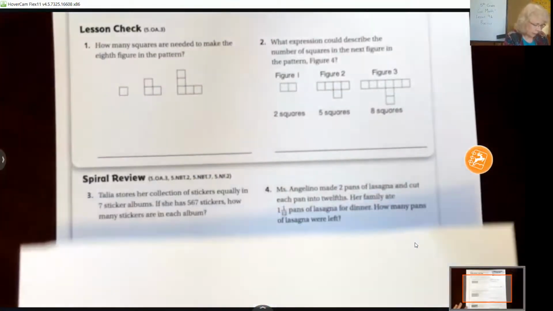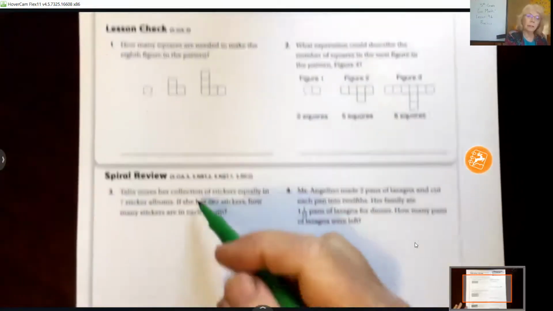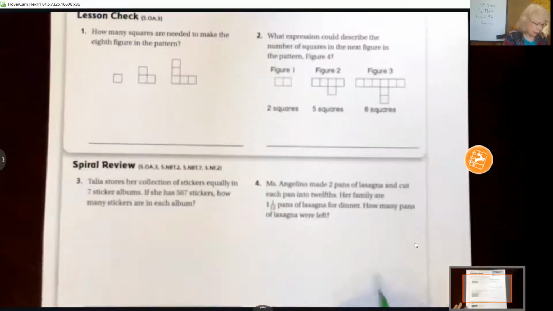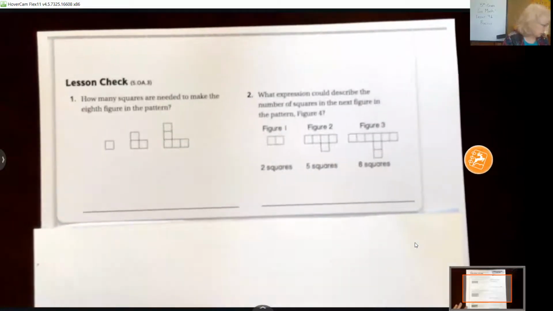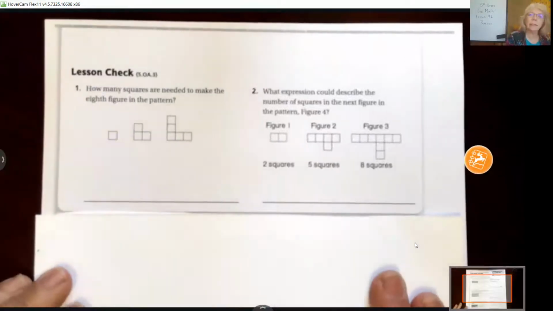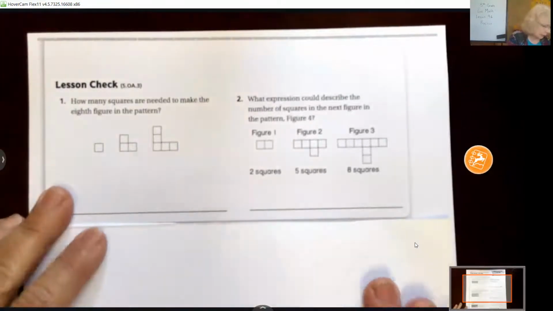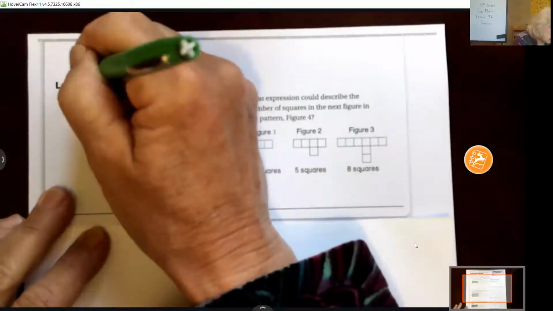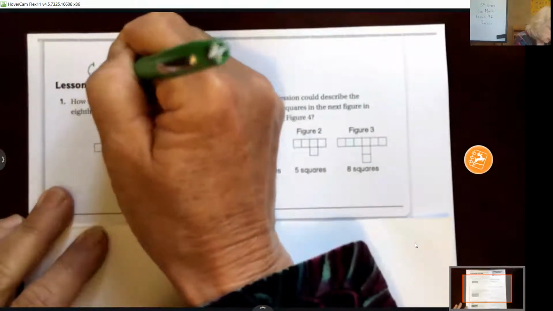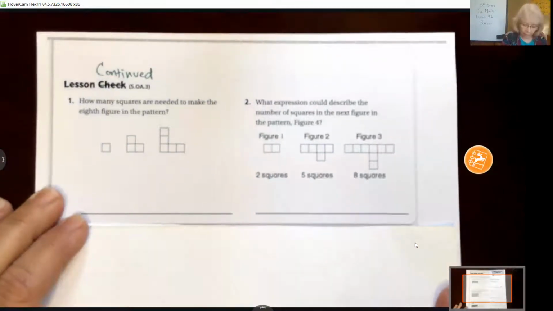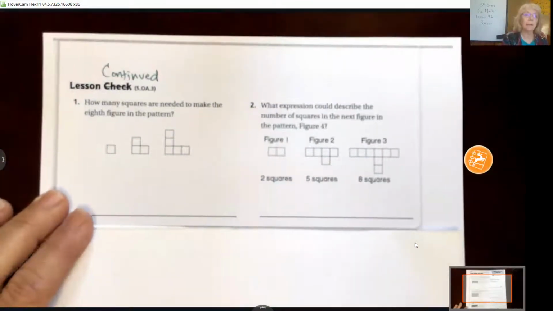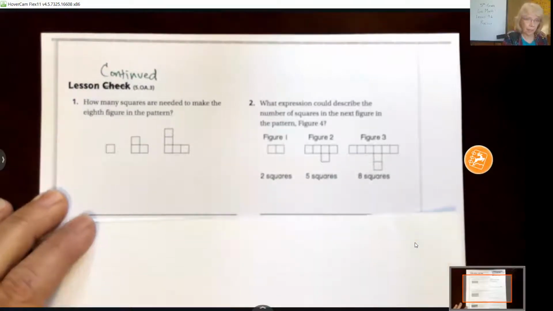I'm not going to do the spiral check on these. You could do them for practice and check to see how you're doing, but we're going to continue with this, just the lesson problems. Okay, this says lesson check, and when I did this, I really decided this should say lesson continued, because these problems are different than the problems we just did. I find them quite fun, but we'll have to see how to do it.